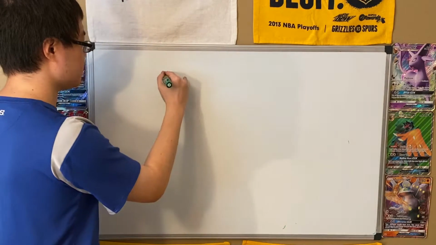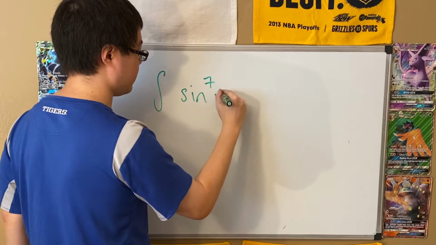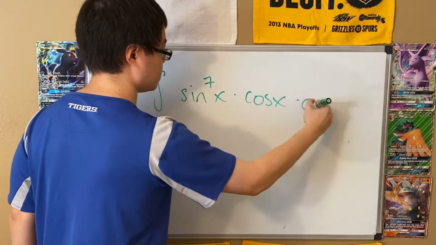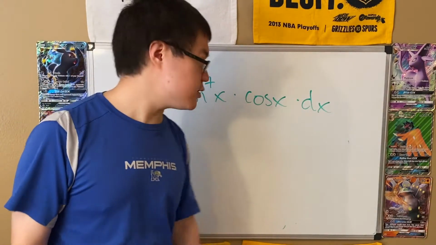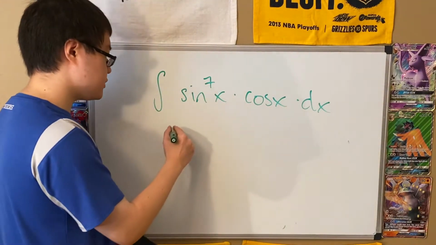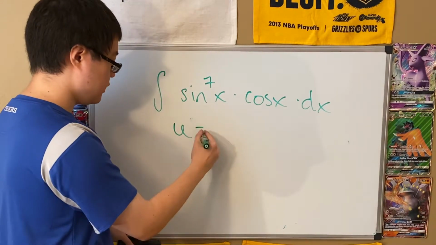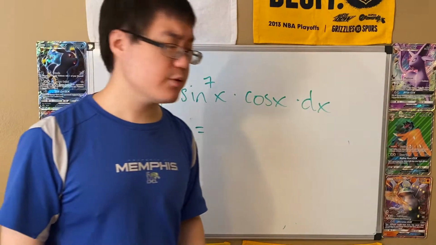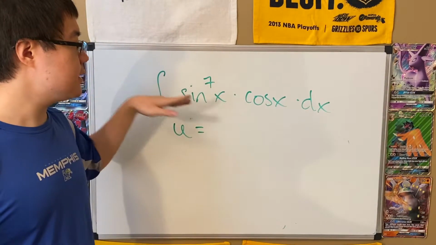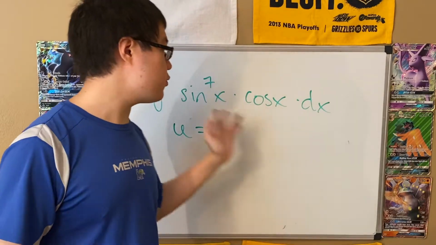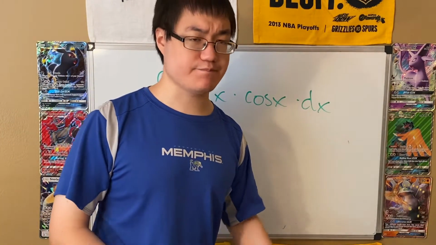So the first one I'm going to do is the integral of sine to the 7th x times cosine x times dx. So again, when you encounter this question, you see that this is potentially a u-sub, especially on the AP exam where almost every integral is a u-sub. But there are candidates for these u's. Looks like I have 3 candidates: sine of x, cosine of x, or sine of x to the 7th.